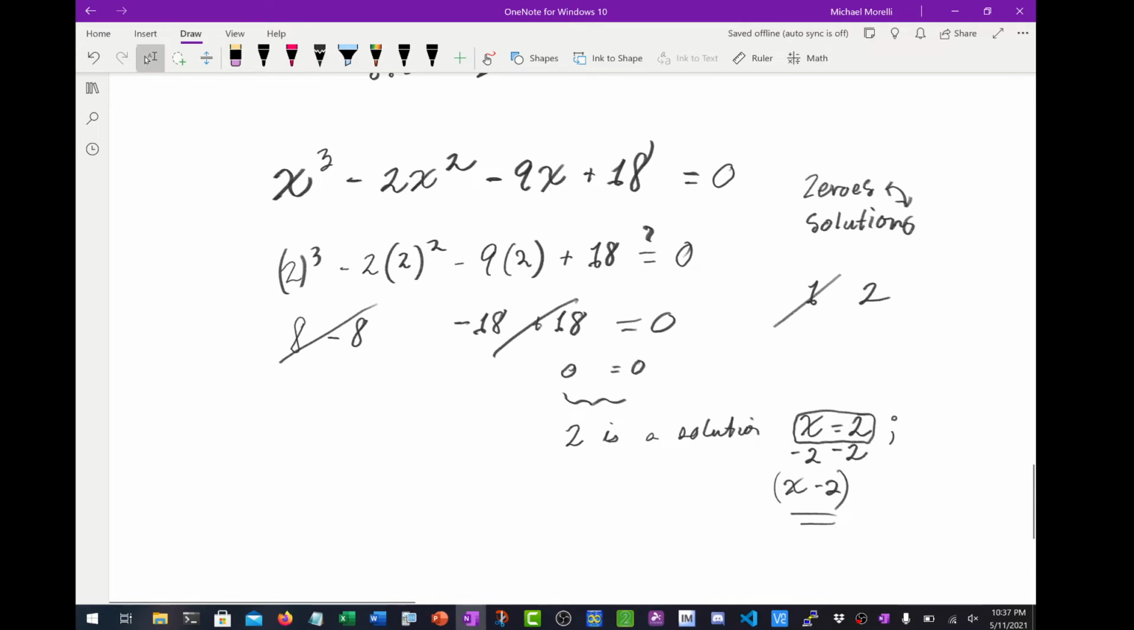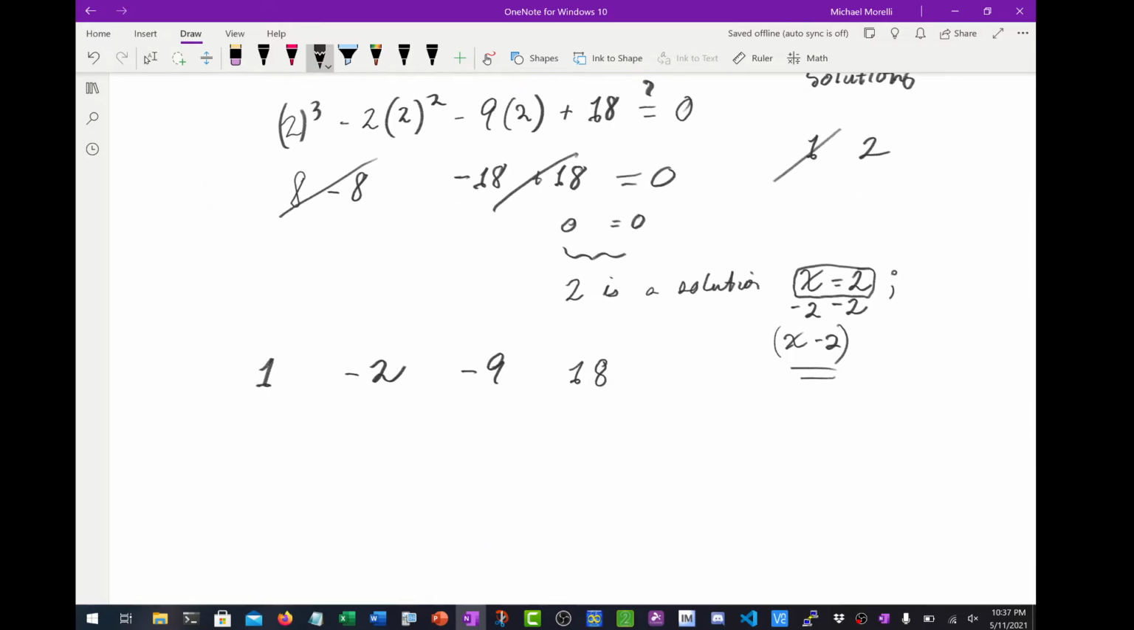So I need to identify these coefficients. The coefficients are the numbers sitting in front of the different letters. And this isn't a coefficient, this is called a constant. So for synthetic division, I need to write down 1, negative 2, negative 9, positive 18.